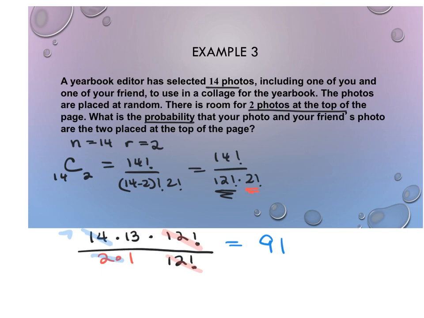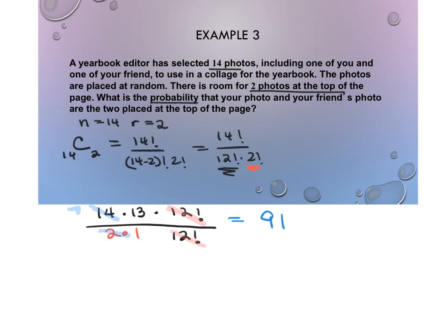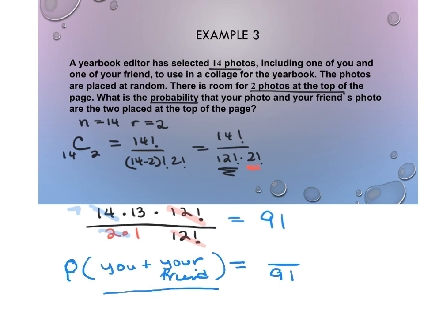Now the question didn't ask for combinations, it asked for probability. So what is the probability that my picture and your friend's picture are going to be up at the top? So again, we always know the total is in the denominator for probability, and then there's only one combination of a picture of me and my friend, so that would be 1 over 91.